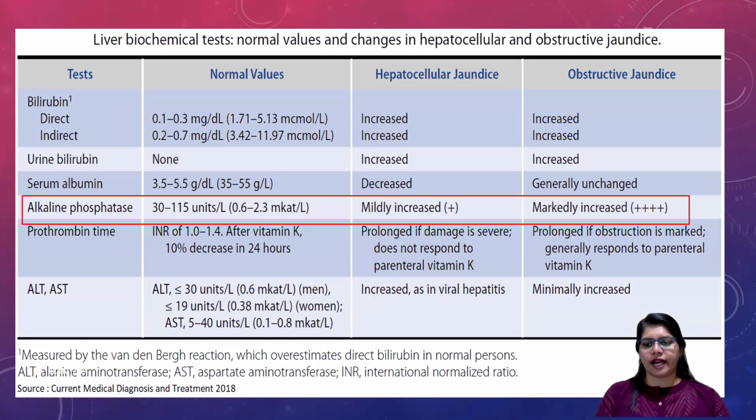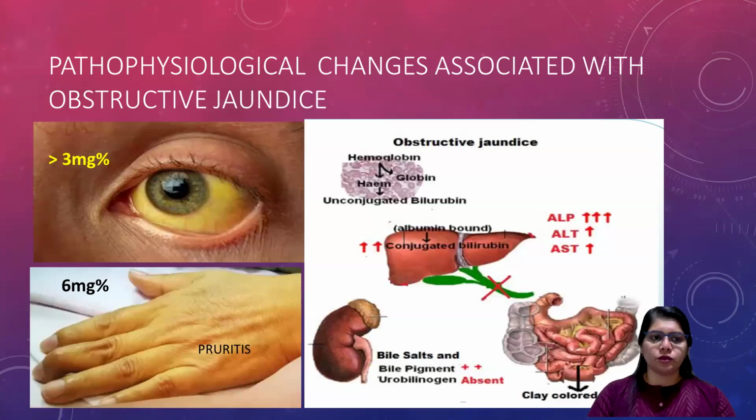So that helps us identify whether it is a hepatocellular jaundice or an obstructive jaundice. Now let's come to our main discussion. What are the pathophysiological changes associated with obstructive jaundice?